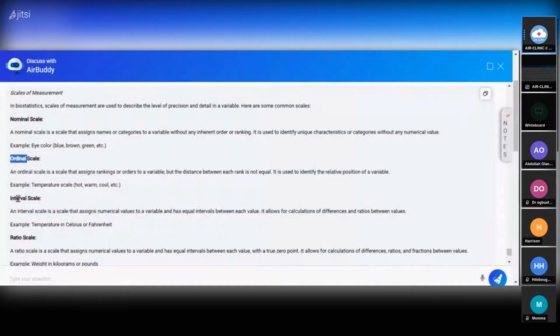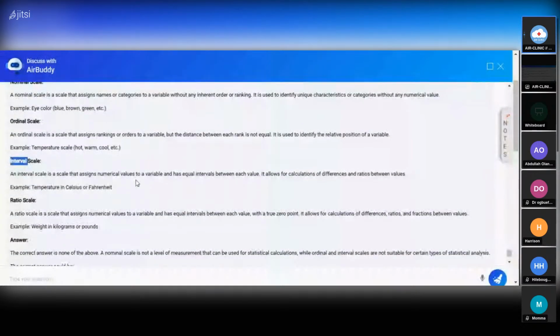The third one is interval scale. An interval scale assigns numerical values to a variable and has equal intervals between each value. That's what differentiates it: ordinal just assigns order, with no equal interval between them, but interval assigns numerical values, that's numbers, and has equal intervals between each value. It allows for calculation of differences and ratios between values. So temperature you can now measure in Celsius or Fahrenheit.